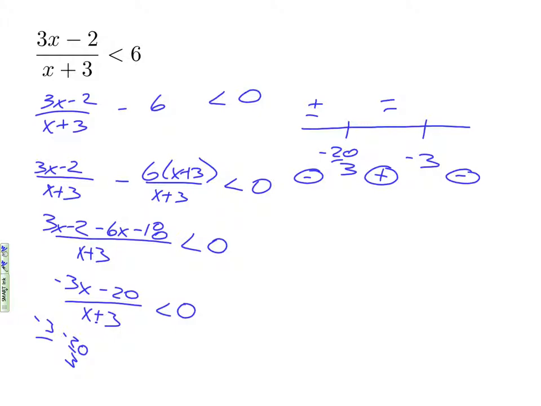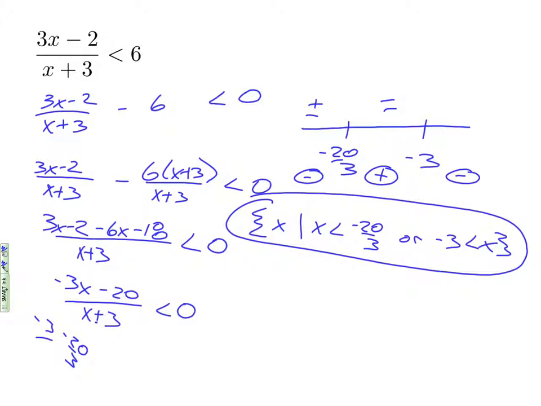Okay, and which section is it that we want? We want the negative section. So I have x is less than negative 20 over 3, or negative 3 is less than x. There's my answer. Christian. What number did you use to get the positives and the negatives? Over here, I use negative 7. In the middle, I use negative 4. And over here, I use 0. So we can just use any of the numbers that are in between that section. Correct. So there's my solution. Any question on that one?